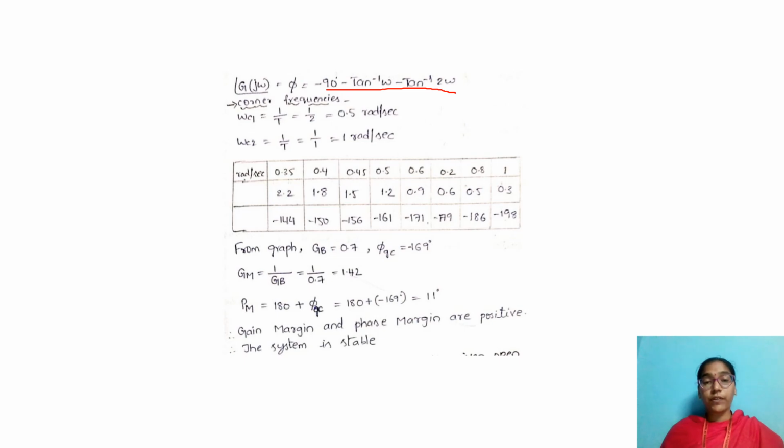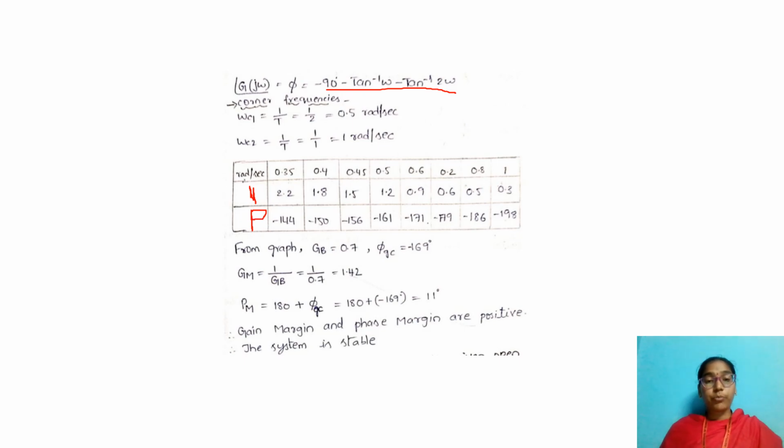We have to find the corner frequencies. Omega C1 equals 1 by T; substituting T as 2, it means 0.5 radians per second. Omega C2 equals 1 by T equals 1 by 1 equals 1 radian per second. We have to frame a tabular column with omega in radians per second, the magnitude plot, and the phase plot.